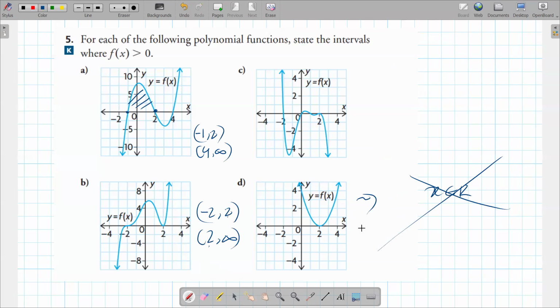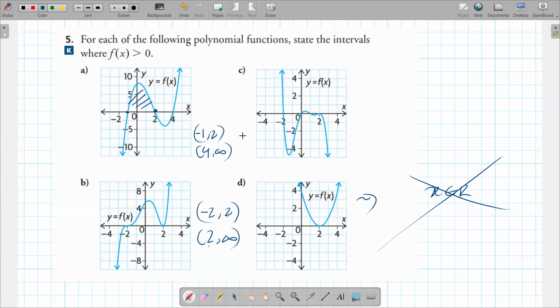From negative infinity to 2. Yeah, anywhere else? And then from 2 to positive infinity. Perfect, there you go. Do you know why you divided it into two intervals? Because it's 0 at 2.